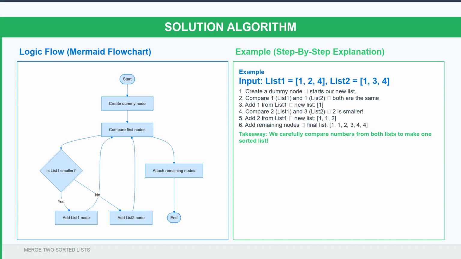The time complexity of this approach is O(n plus m), where n and m are the lengths of the lists, and the space complexity is O(1), as we only use a few extra pointers. Here's a quick look at the implementation in Python. This concise approach ensures that we maintain the sorted order while merging the 2 lists efficiently.